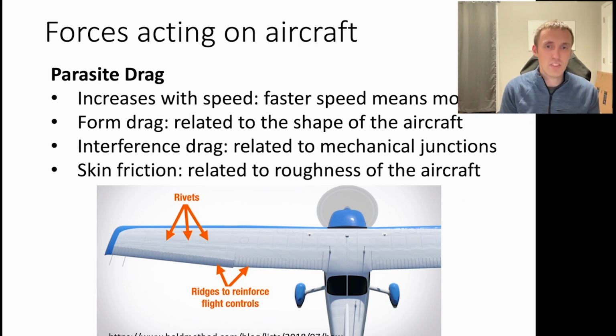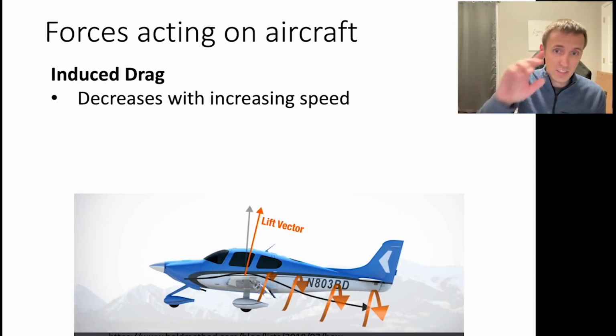And then finally you have skin friction, which is related to the roughness of the aircraft. So this might be from rivets on the wing, little dents and ridges on the aircraft body, just little bits of the aircraft that aren't smooth and streamlined, and that cause some additional skin friction between the aircraft and the air, and doesn't allow the air to flow by easily.